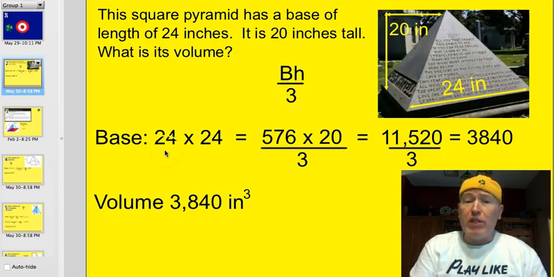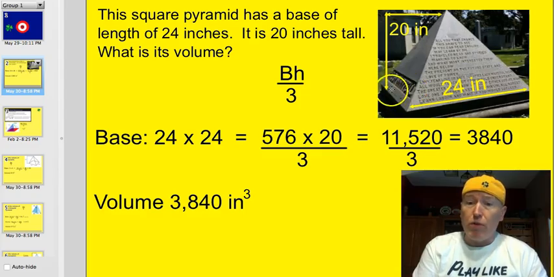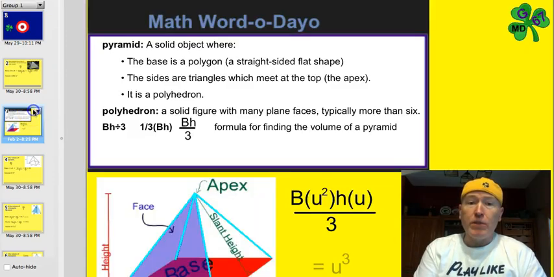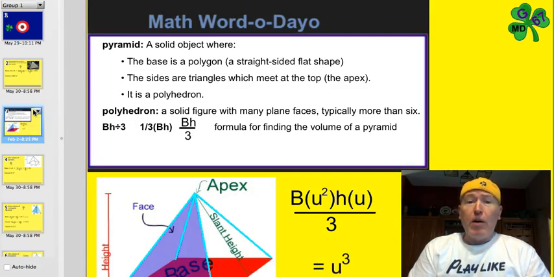So basically what we have is this base. It's a square pyramid, so if it's 24 inches this way, it's also 24 inches this way. So you take 24 inches times 24 inches and you get 576. Now this would be inches squared at this point. You multiply that by the height, you get 11,520. You divide that by 3 and you have 3,840 inches cubed. That simple. It's going to be an easy target.